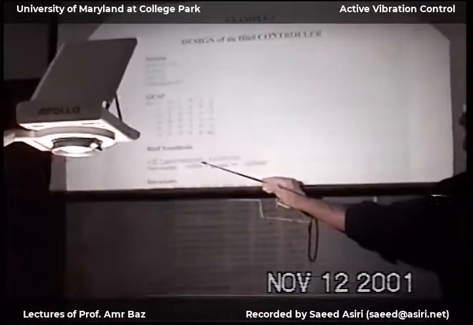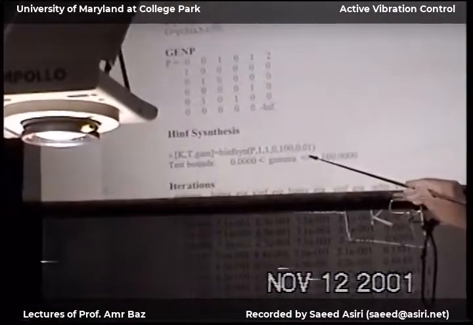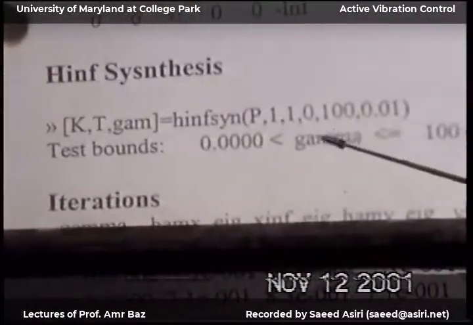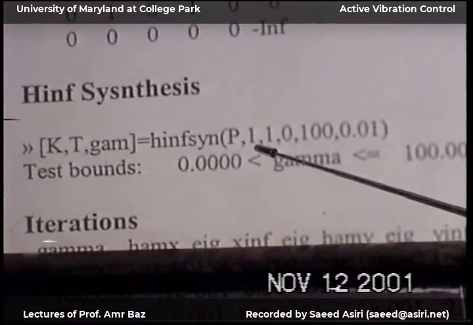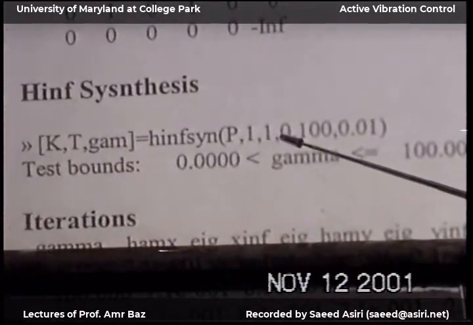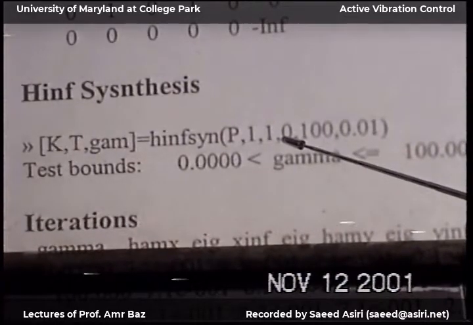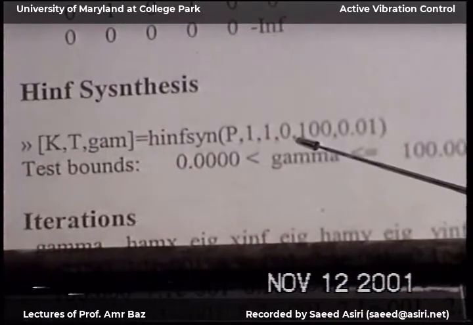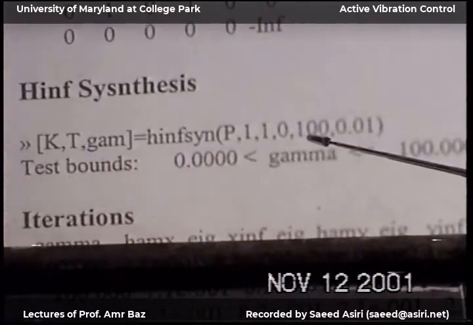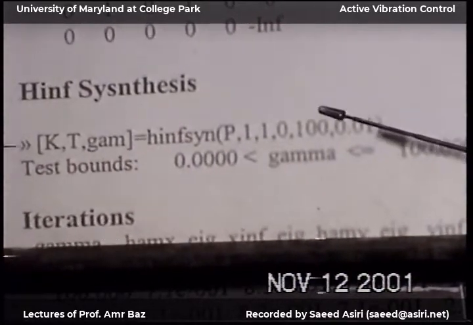Now I put P. Write these numbers now. The first number is the number of controllers. The second number is the number of measurements. The third number is the smallest value of gamma.